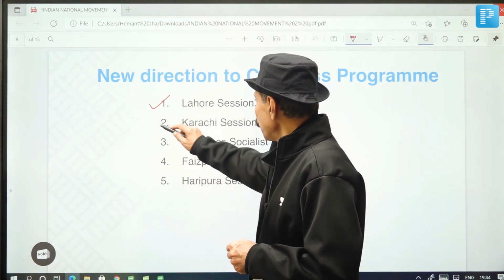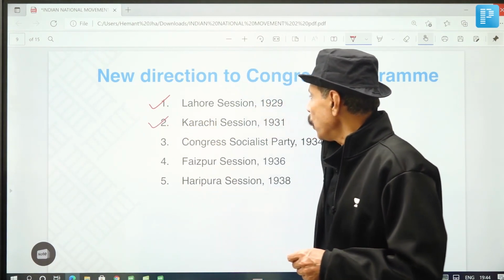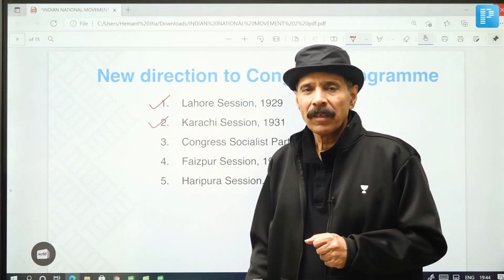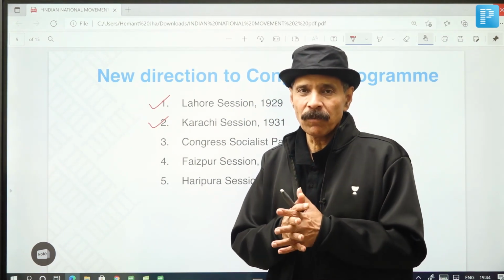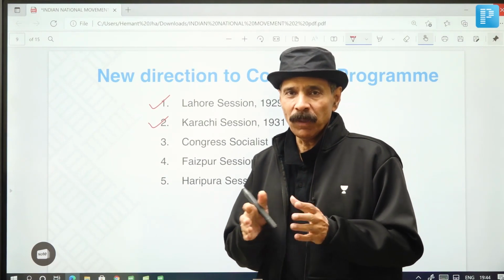Next one is the Karachi session, 1931. This session is known for the passing of a 20-point resolution on fundamental rights and economic program.